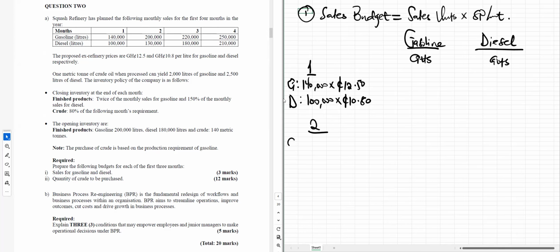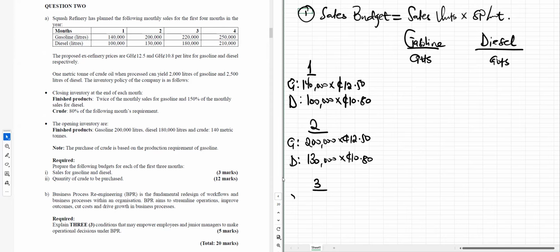Then month 2. There's no one way of arranging it. You can arrange it anyhow you want. 200,000 times 12.5. Then this one, 130,000 times 10.8.